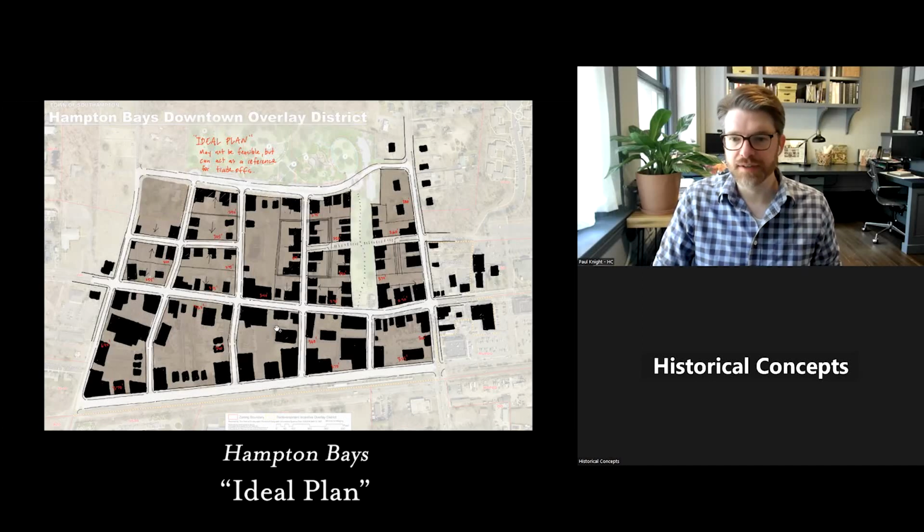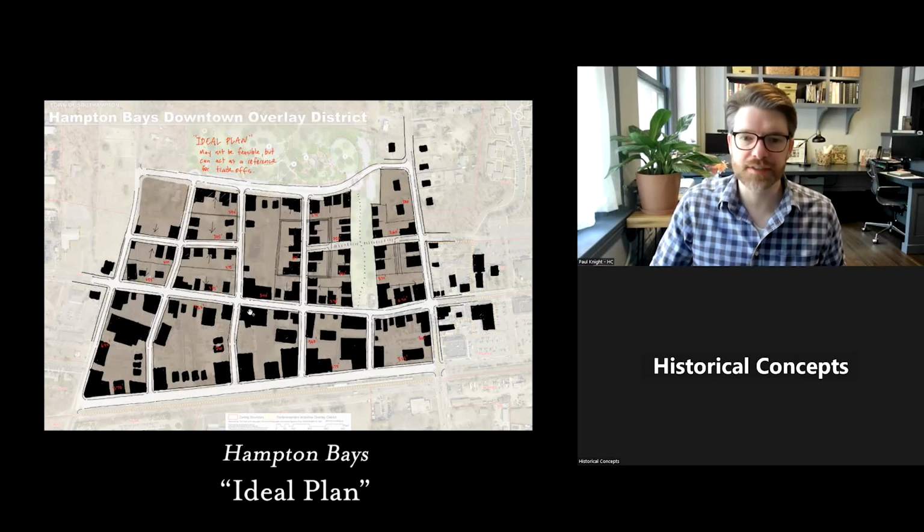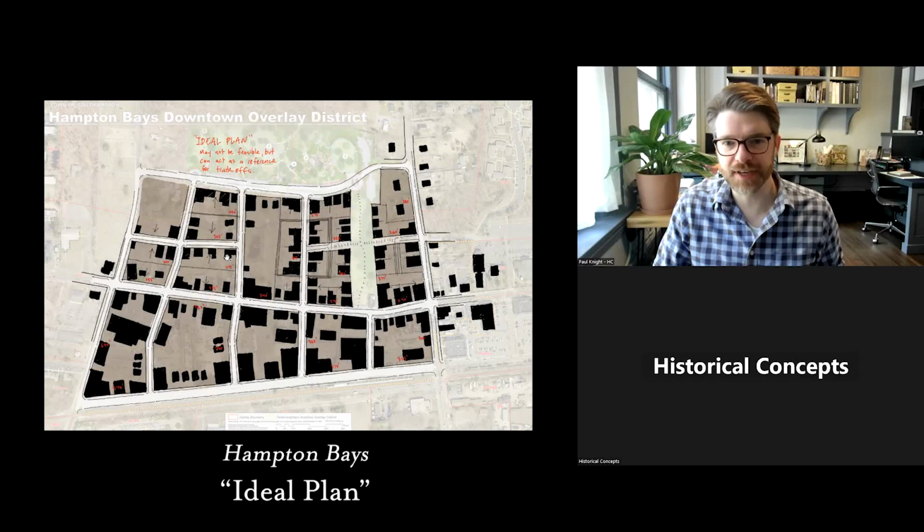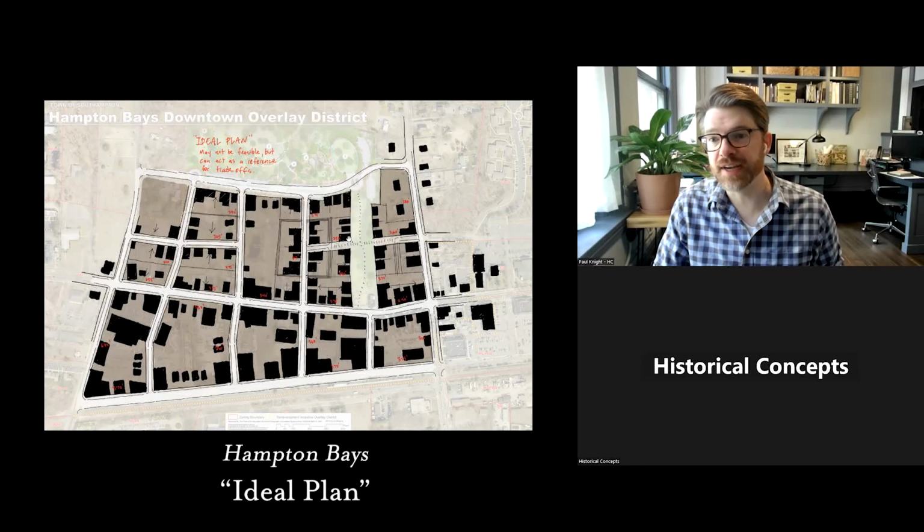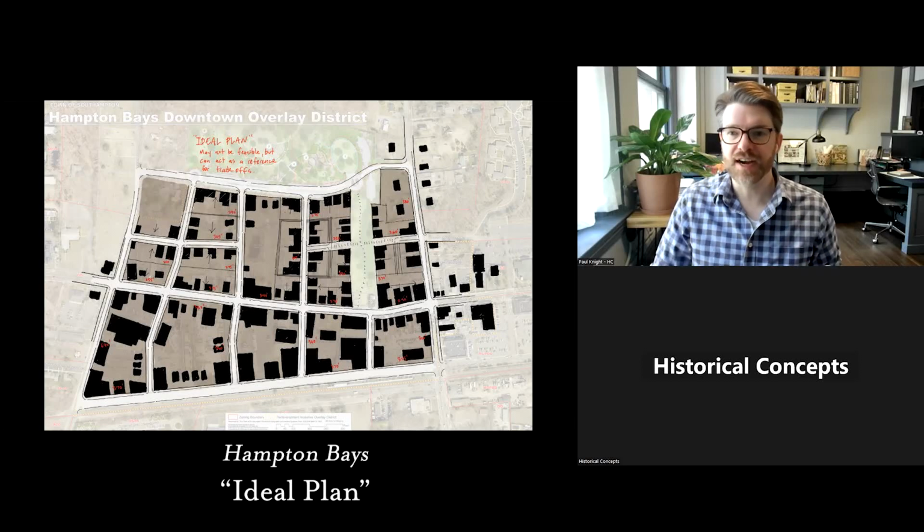One possibility is something like this, where we've got our small blocks, we've got all of our lots properly oriented and front doors facing other front doors, and we're filling in all the missing teeth, and we've got these nice street walls. We've got frontage along the parks now, and we've got that entry street for the train station. This is that ideal plan.